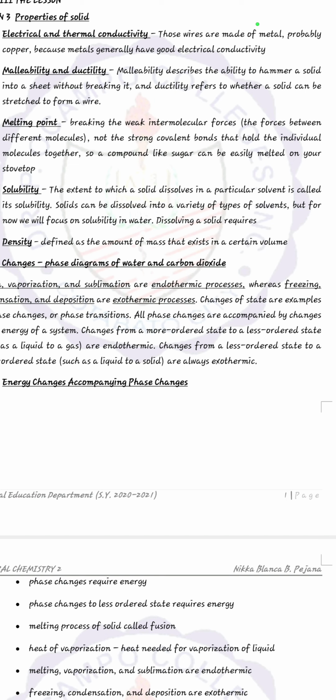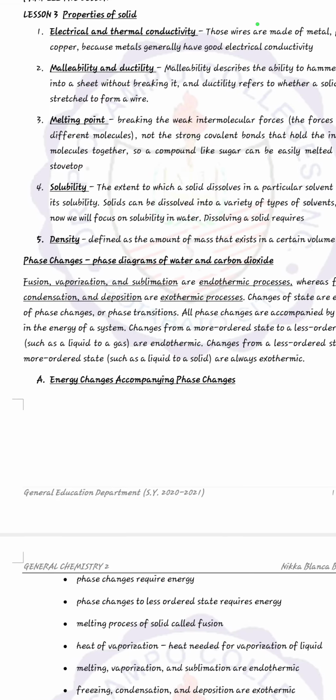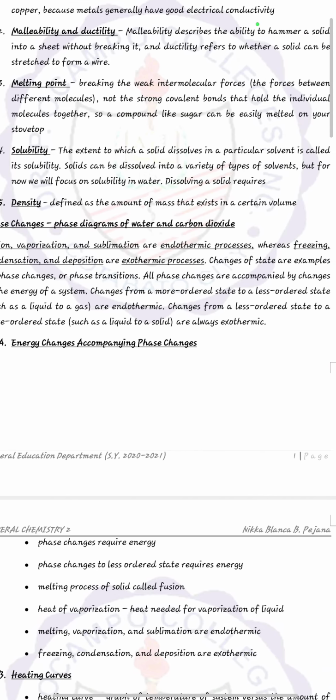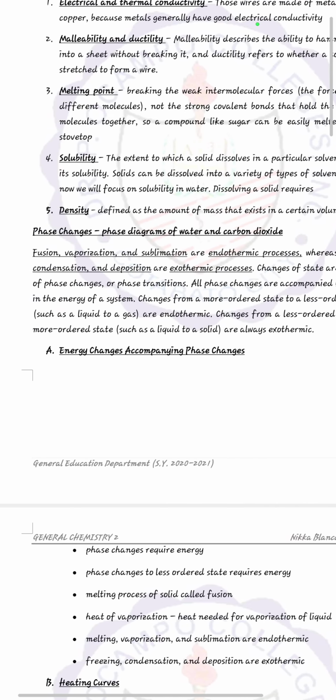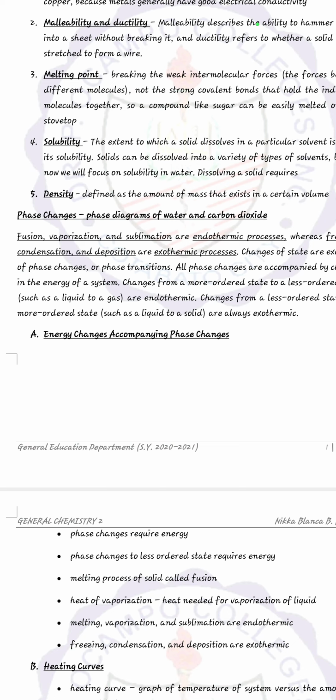So let me read this one. The statements: changes of state are examples of phase changes or phase transitions. Yes, of course, that is very understandable. All phase changes are accompanied by changes in the energy of a system. Changes from a more ordered state to a less ordered state, such as liquid to gas, are endothermic.